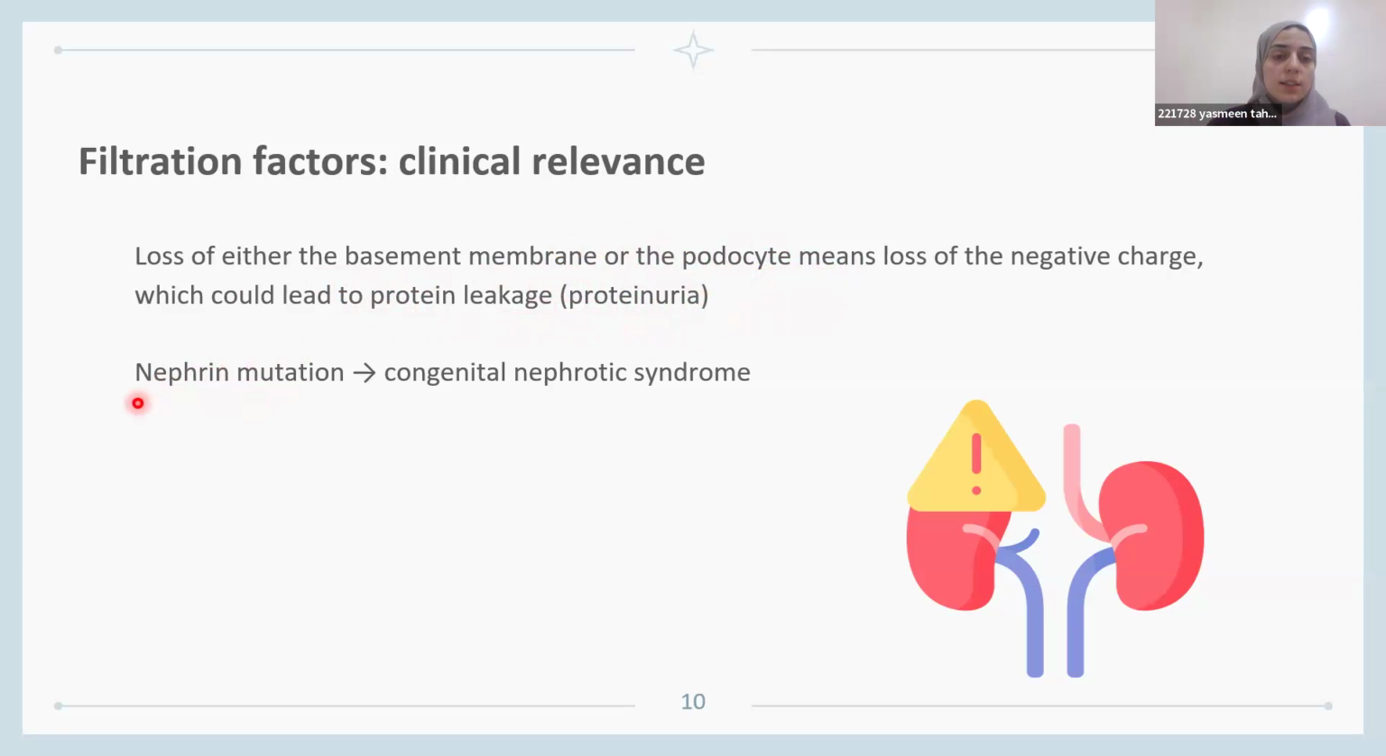Something that was mentioned in the slides is called nephrin mutation. This nephrin mutation will cause a defect in the filtration barrier, and we will have what we call congenital nephrotic syndrome. Nephrotic syndrome is not something taught to first year students, but it's basically the loss of protein in the urine.